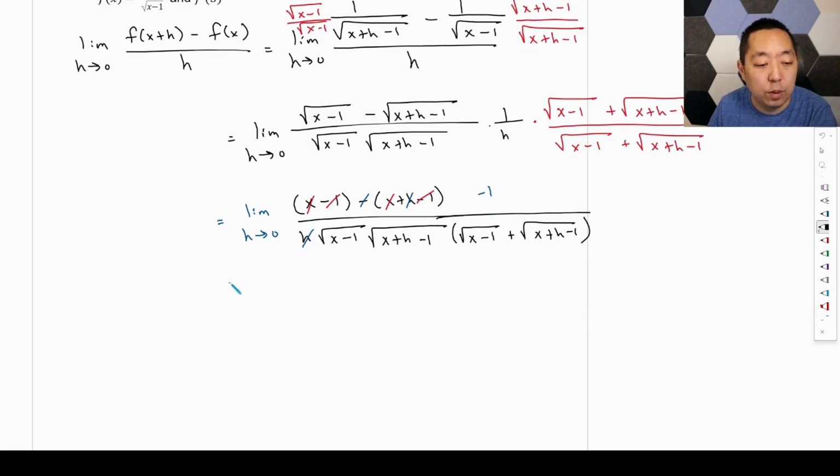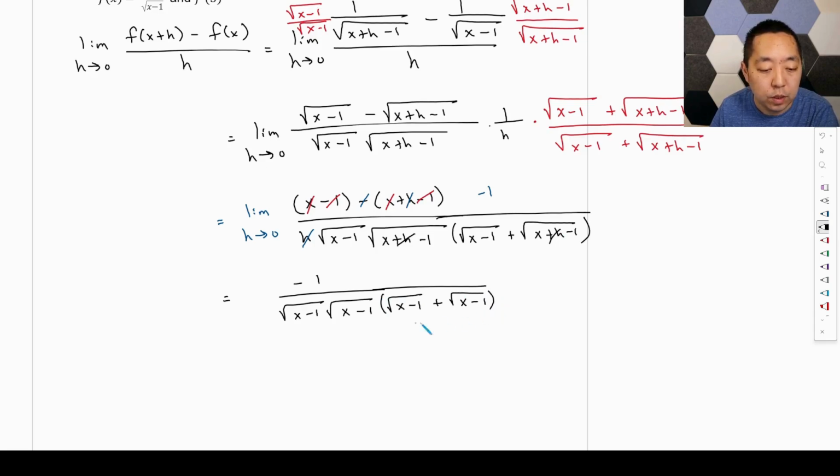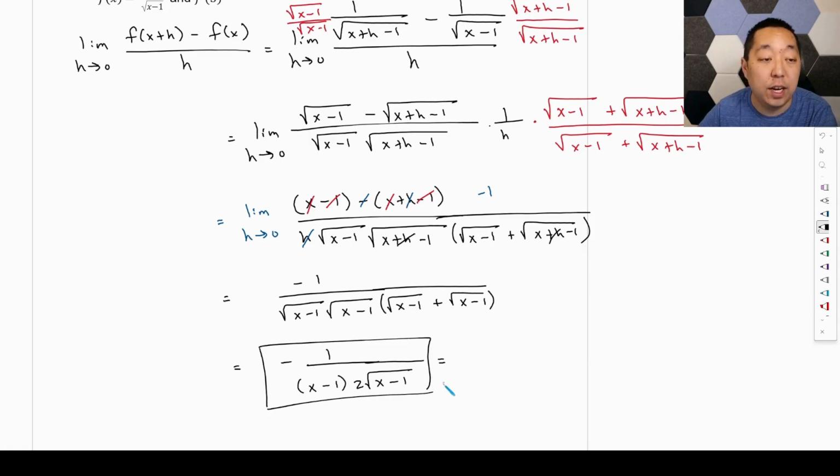Right? So then we plug in 0 for h. So this would be square root of x minus 1, because this h will be 0. Then this will be square root of x minus 1 plus square root of x minus 1. So that times that is going to give you negative 1 over x minus 1, and then 2 square roots of x minus 1, because you have 2 of them there. So you can leave it like that. That's fine. That's the calculus portion.